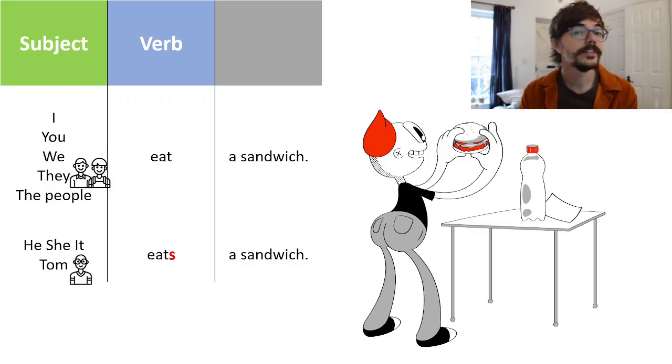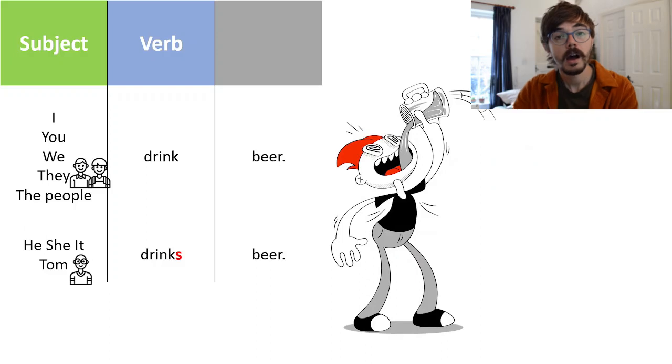So let's take another verb. What about drink? Drink works in exactly the same way as eat. So I drink beer. You drink beer. We drink beer. They drink beer. Or when we have he, she or it, we put an S. He drinks beer. She drinks beer.